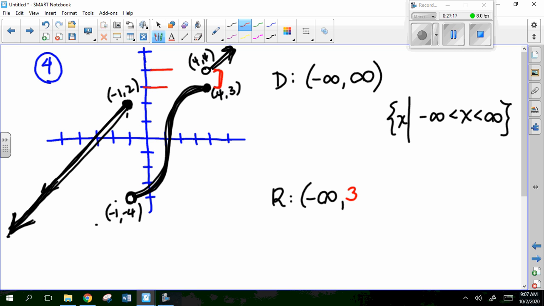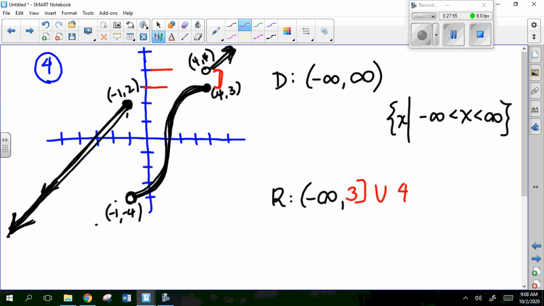Now, since the point at 3 is closed, what kind of bracket or parenthesis do you think I should put on the 3? Square bracket or parenthesis, since the point is closed. Square. Okay? Now, where does the next graph pick back up? The y value 4. So we're going to do this thing called union. We've done unions before.